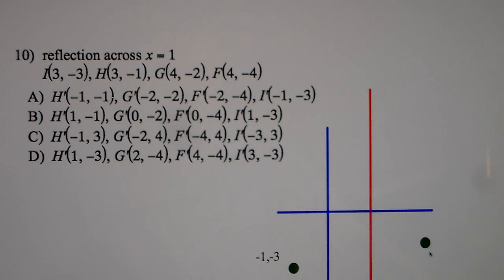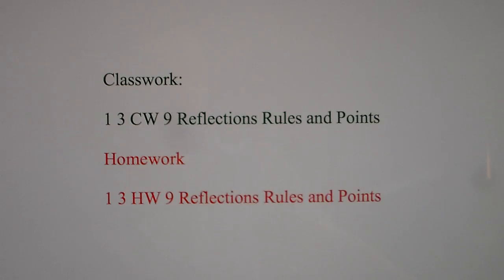So our original I was 3 to the right and 3 down. When we reflected across the x equals 1 line, we did 1, 2 jumps, and then 1, 2 jumps. So our answer for I is (-1, -3). So look at our I's, (-1, -3). The answer is A for number 10.